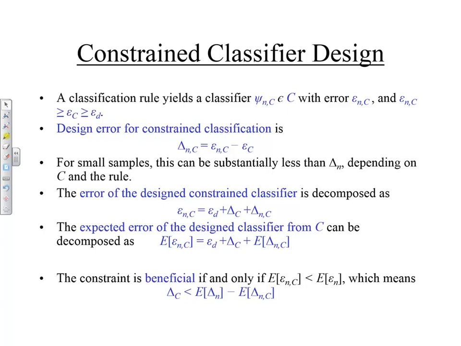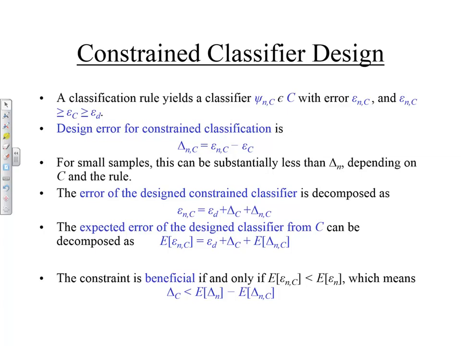Now for small samples, this can be substantially less. Remember when we were trying to design the base classifier, we had a design error delta n, which was the difference between epsilon n and epsilon d. For large samples, if you let n go to infinity, probably you can drive delta n to 0, and you can get to the base classifier. But we are working in the domain of small samples. So for small samples, the design error for the constraint classifier may be much smaller than the design error for the base classifier.